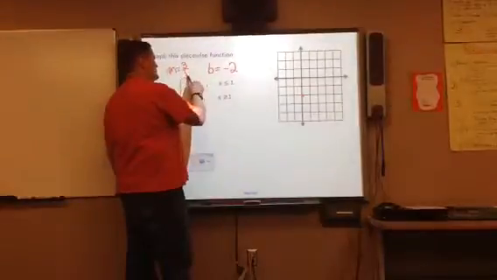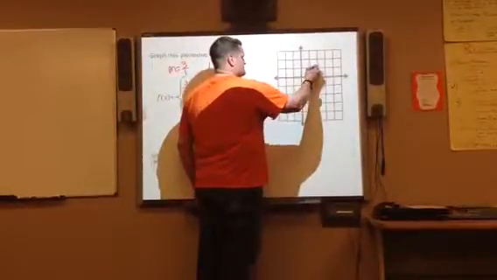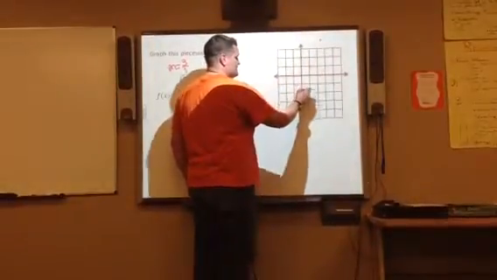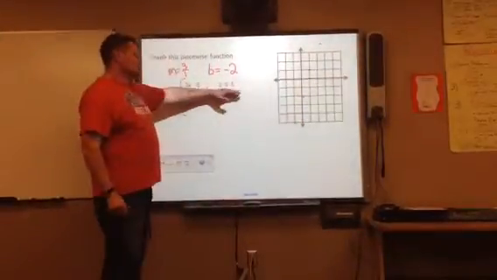Our slope is 3 over 1. So we go up 3 over 1. Oh, it'd be maybe somewhere up there. Go the opposite way. 1, 2, 3, 1. That'd be our bottom. Take a look at our domain.